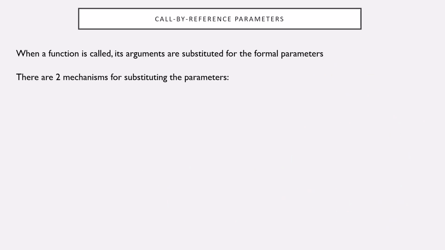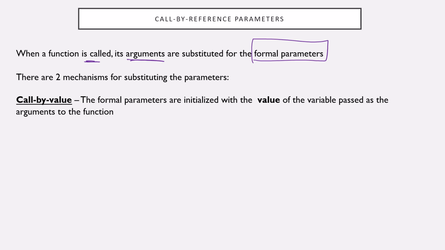All right, when a function is called, its arguments are substituted for the formal parameters. So remember, the call has arguments, the definition has formal parameters, and they have to match. The two mechanisms for substituting parameters, I'm just reviewing. You have call by value. Call by value, the value of the variable or a literal value.